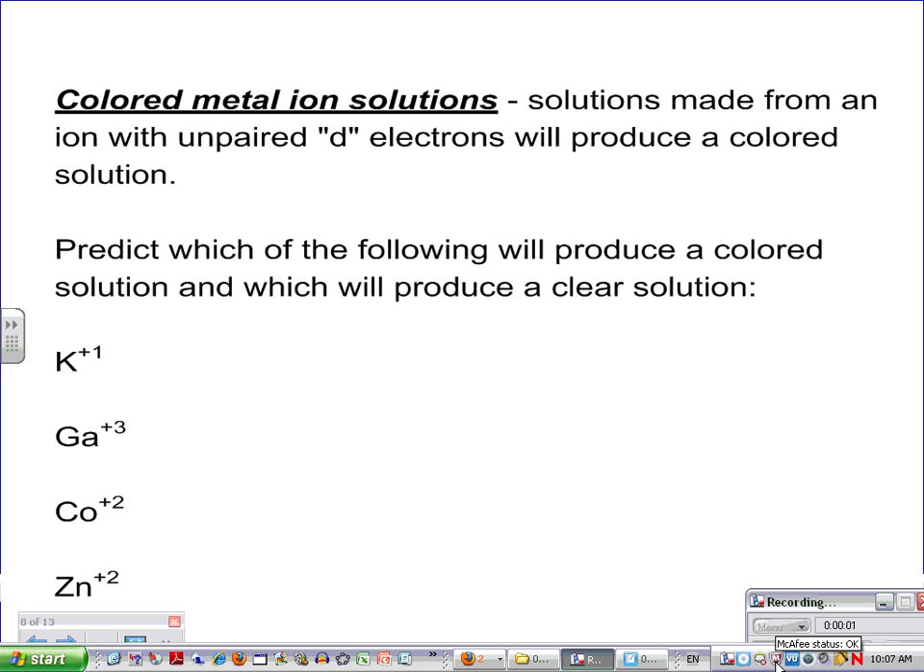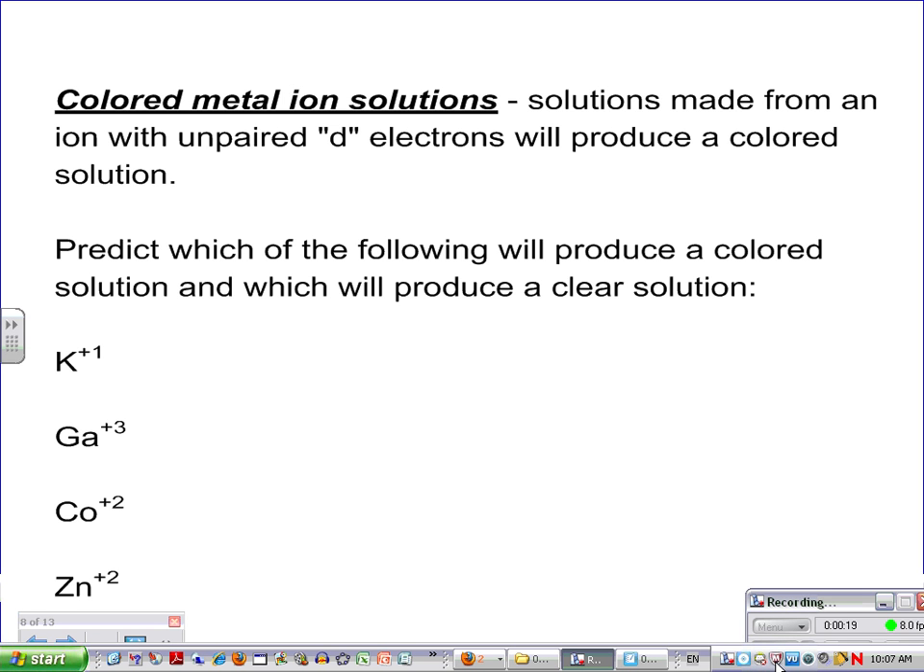By knowing the electron configuration, we can look at some different properties about some elements. We can see whether something is diamagnetic or paramagnetic, whether it opposes a magnetic field or produces a magnetic field. And then we can also tell something about colored solutions or non-colored solutions.